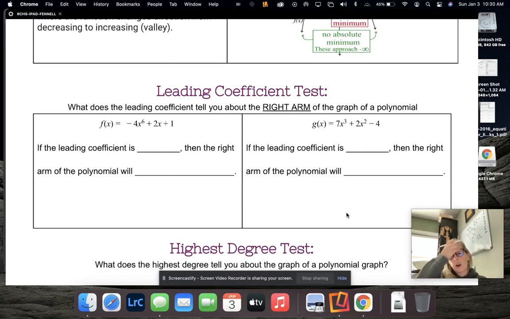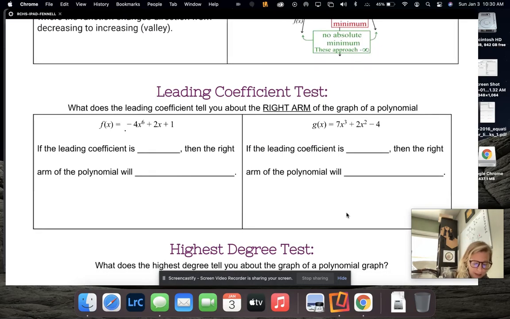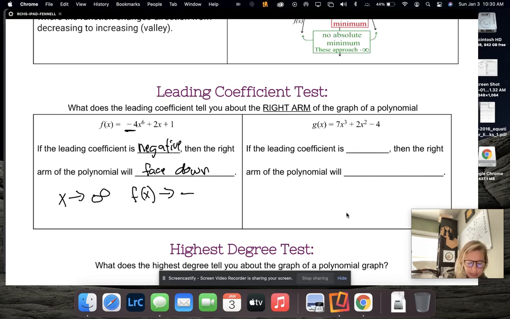All right, leading coefficient test. So again, it tells us what the right arm does. If the leading coefficient is negative, as it is here, then the right arm of the polynomial will face down. In other words, as x goes to positive infinity, we're talking about end behavior here, f of x, my y values, are going to go to negative infinity. That will dictate the end behavior.